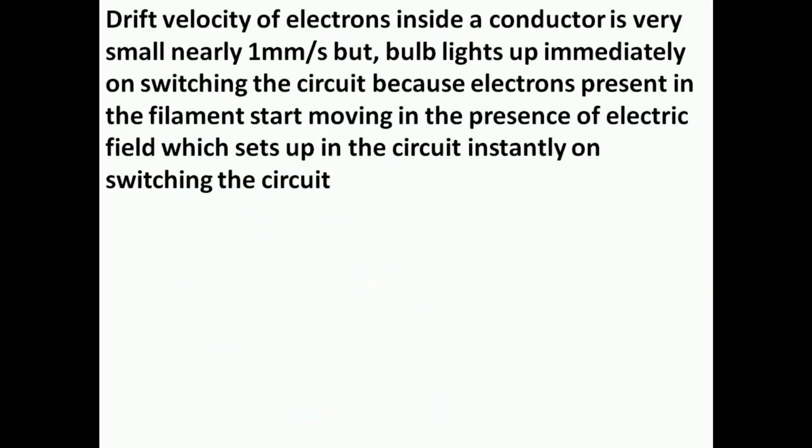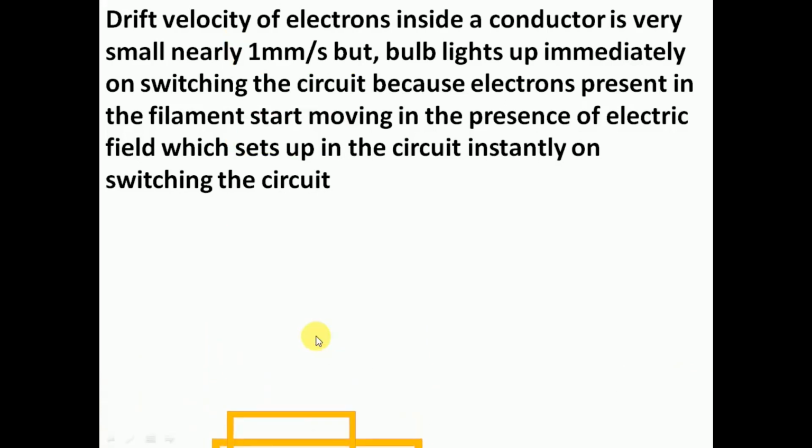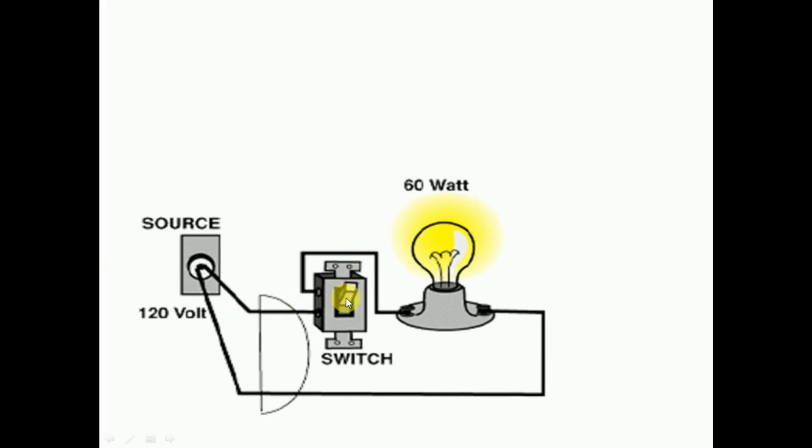Now one question comes up here. The drift velocity of electrons inside a conductor is very small, of the order of 1 millimeter per second, meaning that to cross one scale it would take 5 minutes. But when you switch on a light, it doesn't take any time; it glows instantaneously. So why is this happening? If the electrons are moving very slowly, it should take some time, but here it's not taking any.